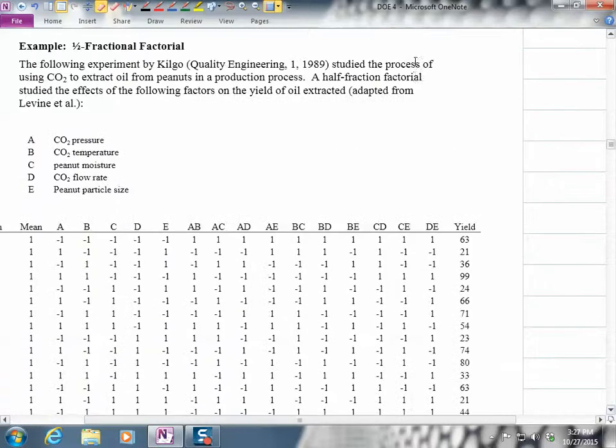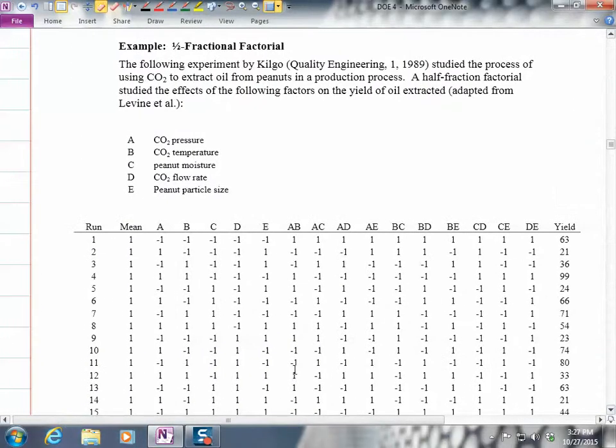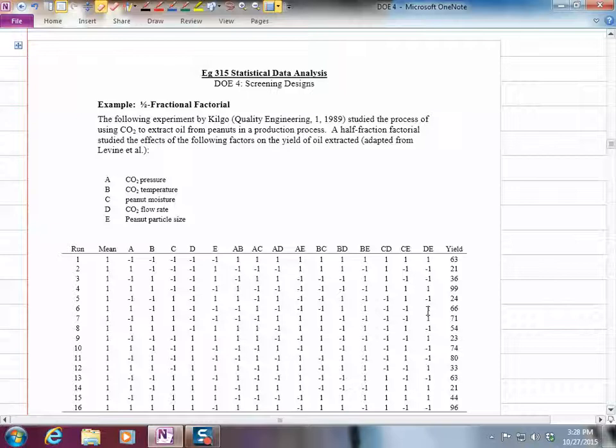Let's look at an example. It's about time we did some of these things. All right. Some published work.